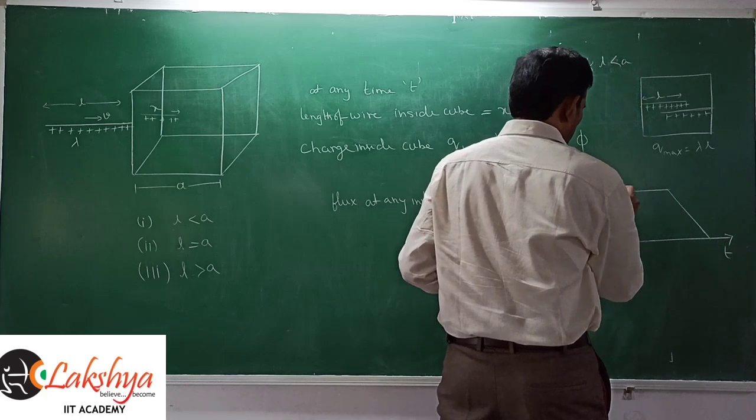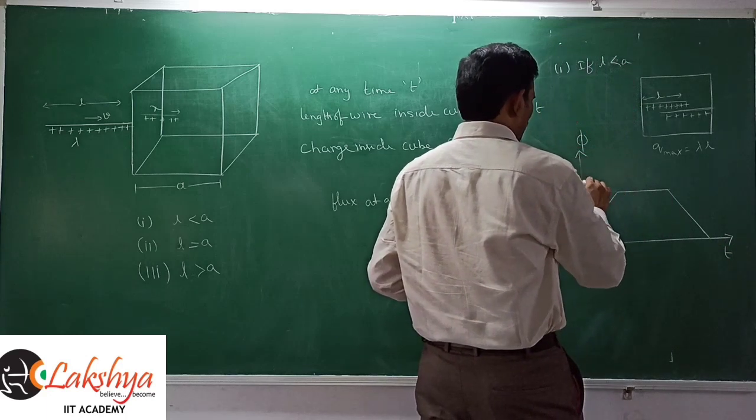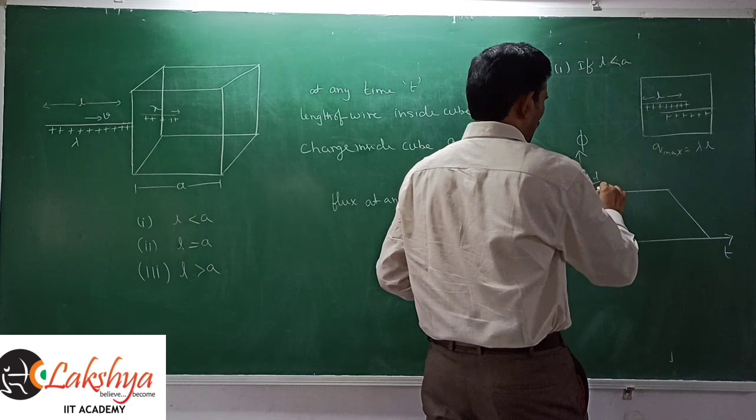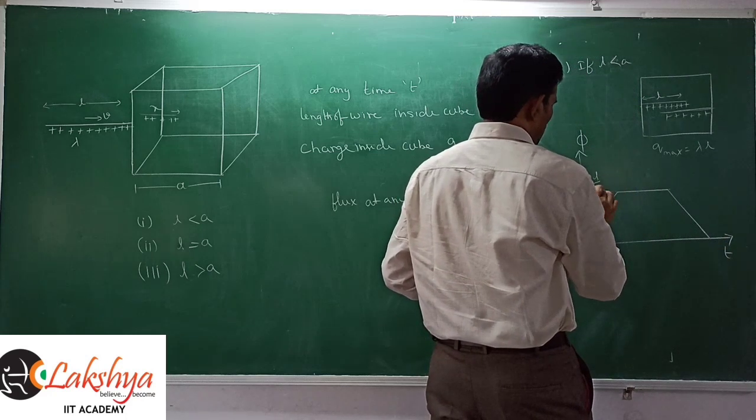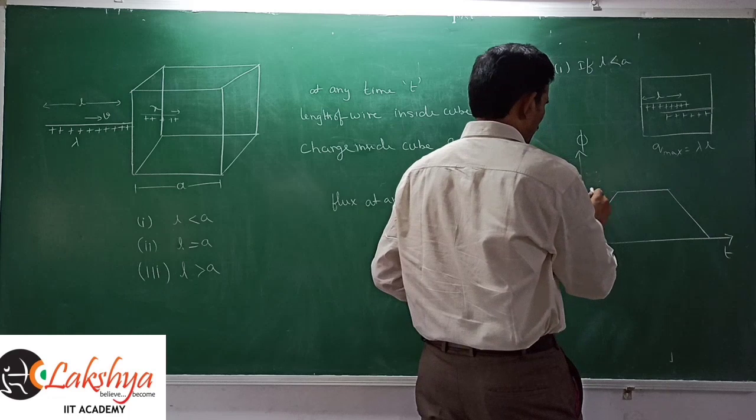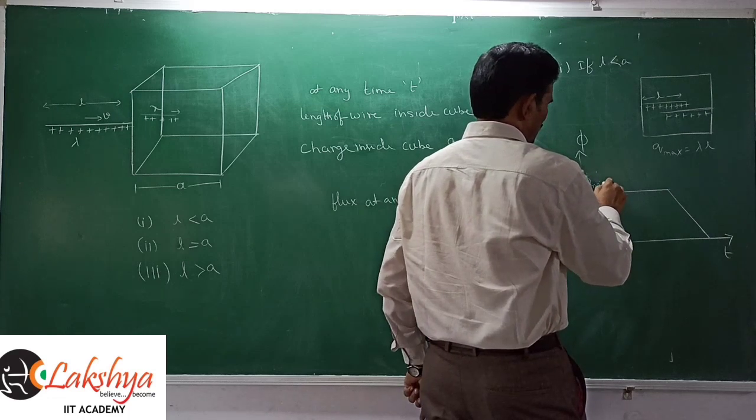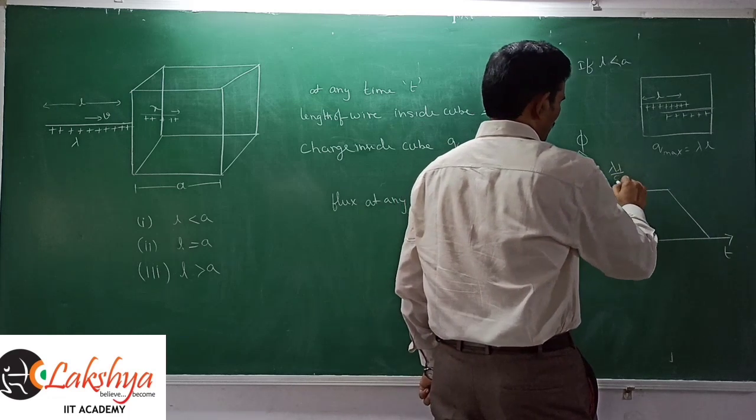Now this maximum value is nothing but lambda L by epsilon naught you will get. So that is our maximum value here. This is our maximum flux. So I am writing here phi maximum, which is lambda L by epsilon naught.